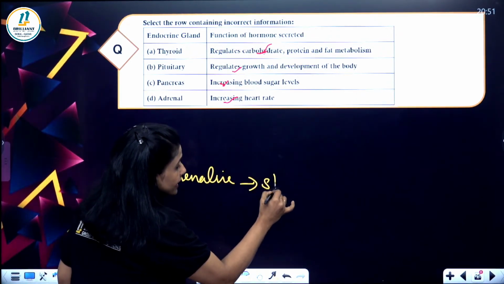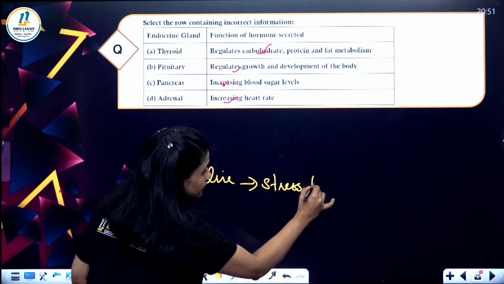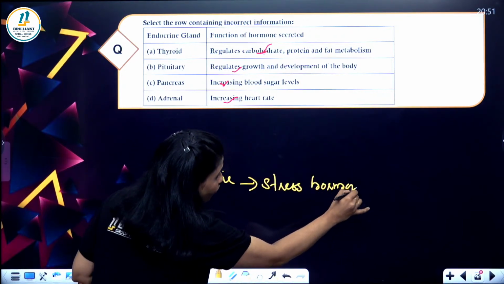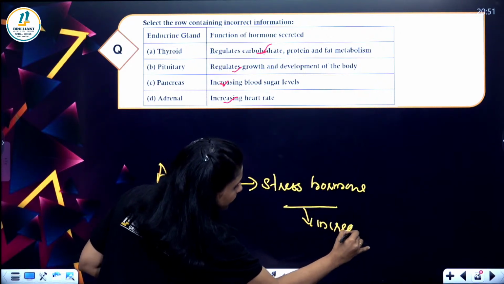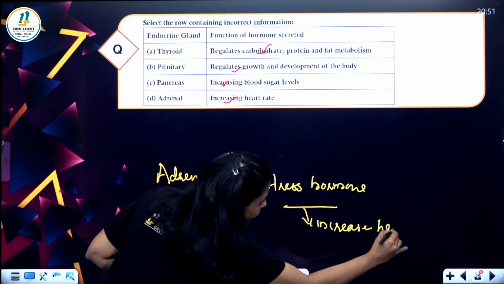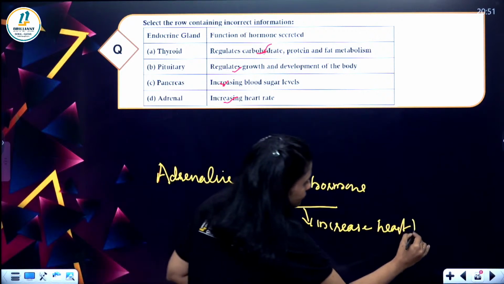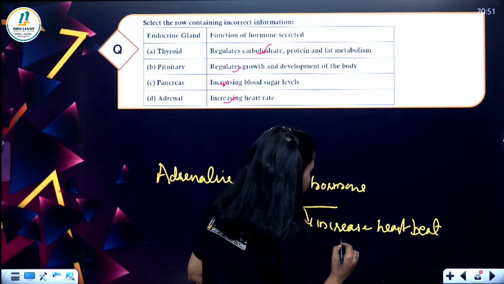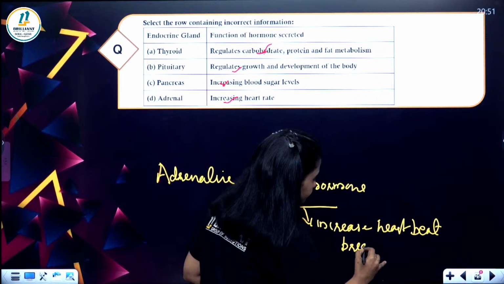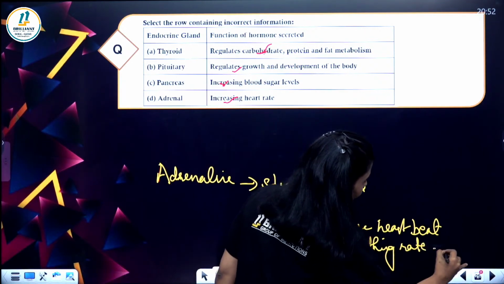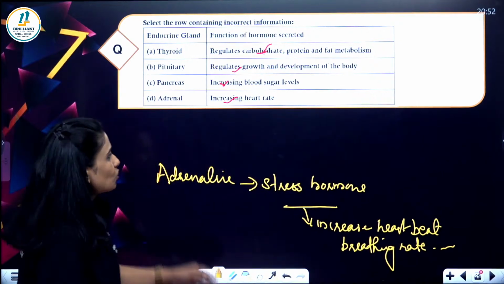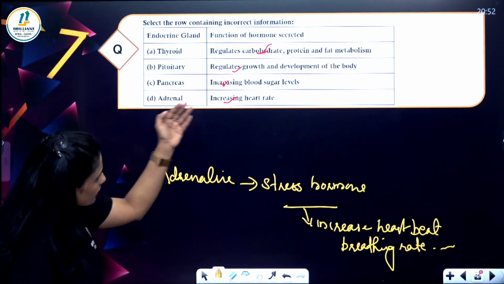That is called the stress hormone. Stress hormone that increases heartbeat, breathing rate, etc. Okay, so here the adrenal gland increases heartbeat.